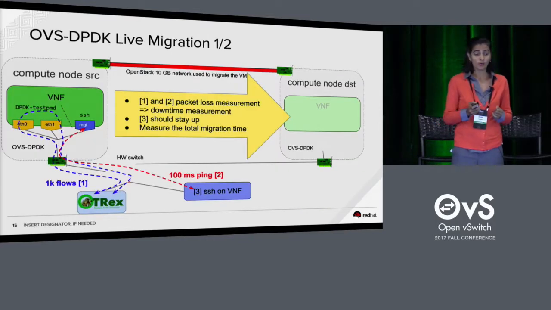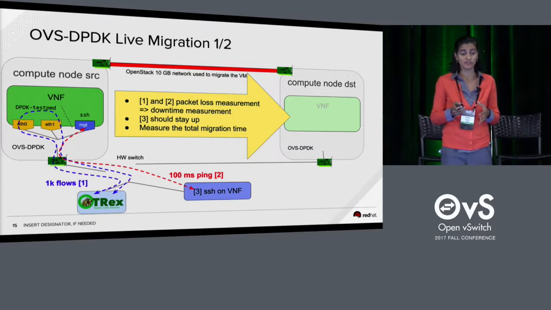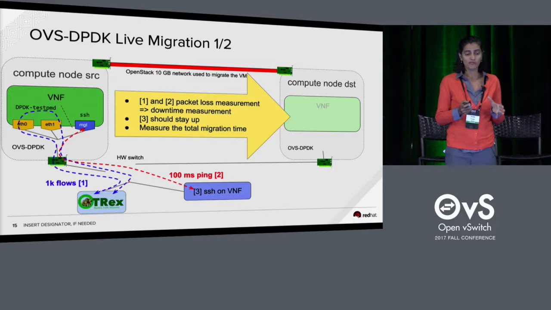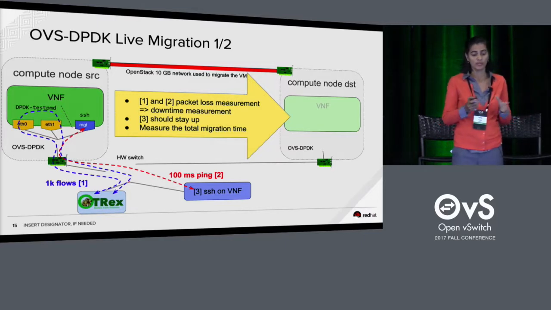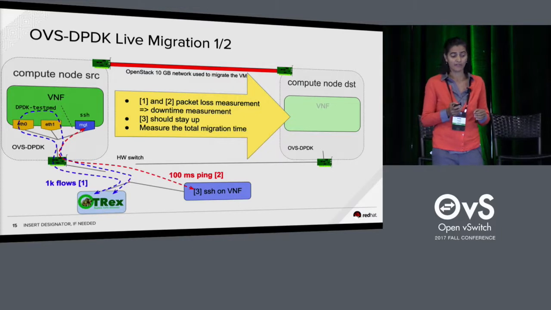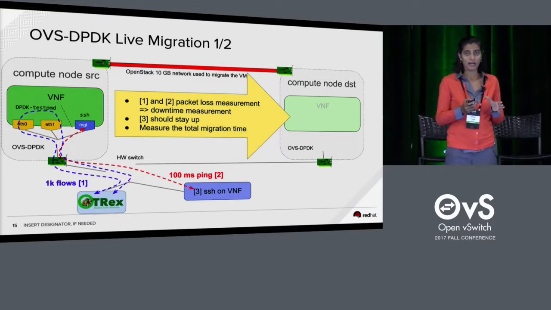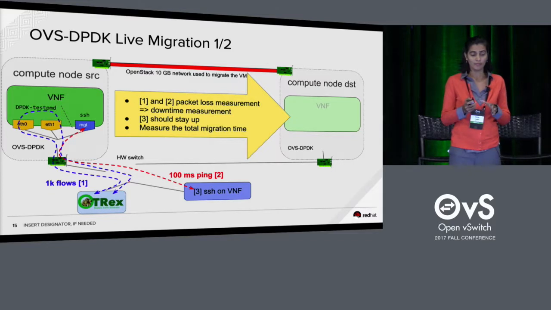And looking at live migration, this is a new feature that we're looking at, to measure what our downtime is. We're moving a VNF from one compute node to another compute node. At the same time, we have traffic, 1K flows, running at not very high packet rates, but 1 million to 5 million packets per second. And then we have an SSH session running to the VNF, and we're running a 100 millisecond ping. Our goal is to measure packet loss for the ping as well as the 1K flows that we're running, and we need the SSH session to stay up at all times.